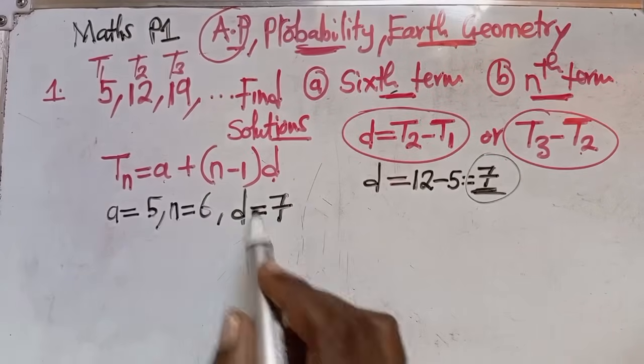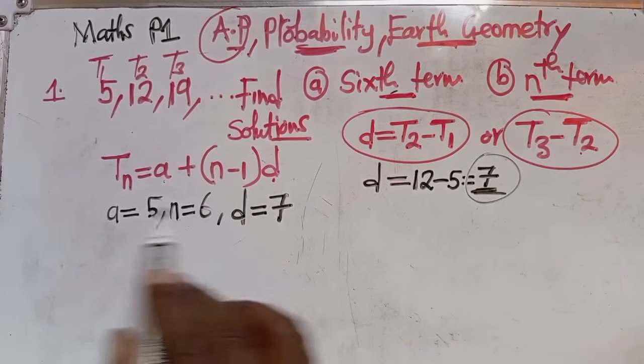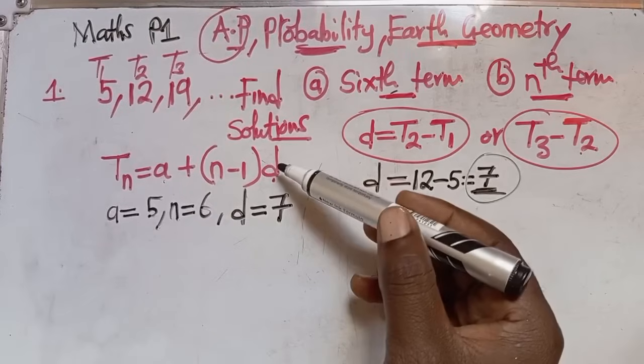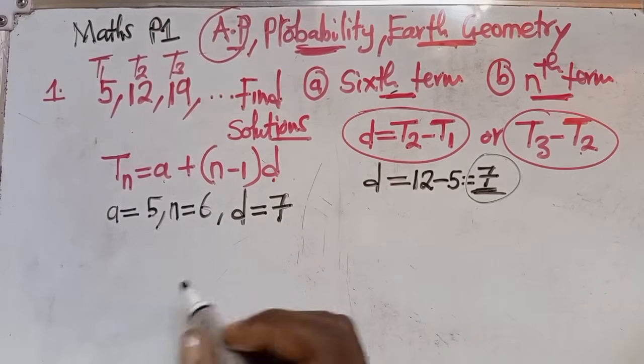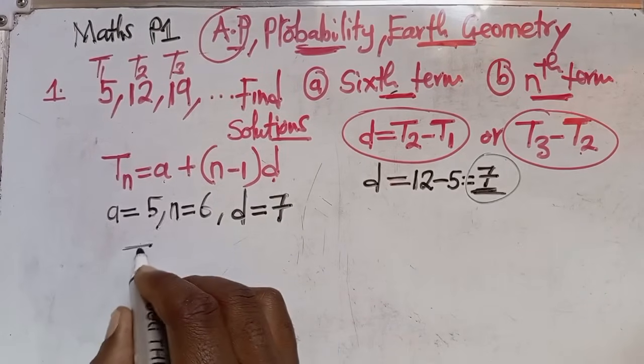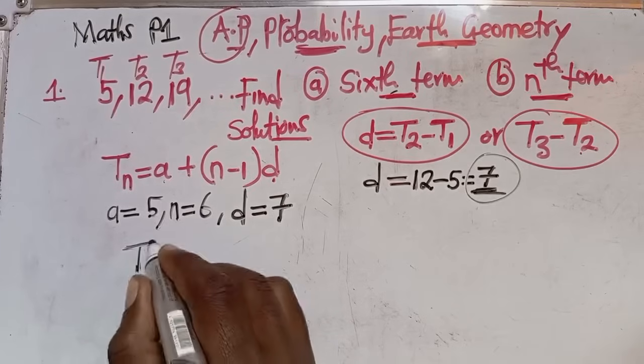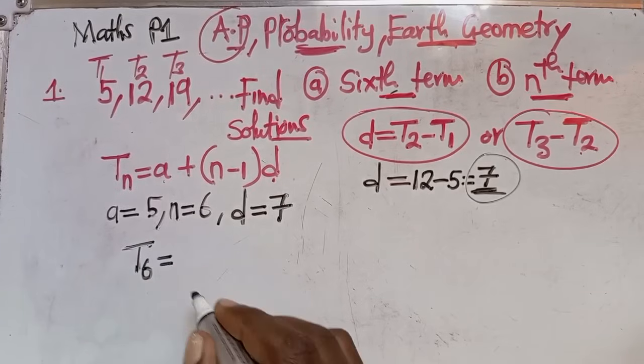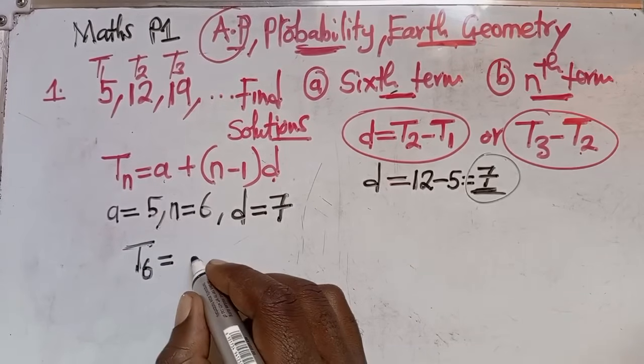We take this formula and these values and substitute them into the formula. So what are we going to do? T6 is equal to, what is A? The first term.